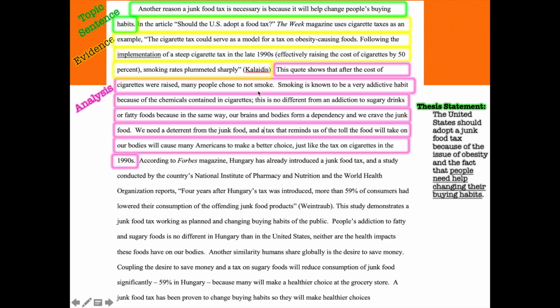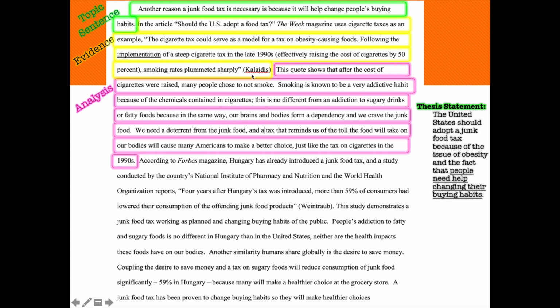Smoking is known to be a very addictive habit because of the chemicals contained in cigarettes. This is really important, what I do next. This is no different from an addiction to sugary drinks or fatty foods, because in the same way, our brains and bodies form a dependency and we crave the junk food.